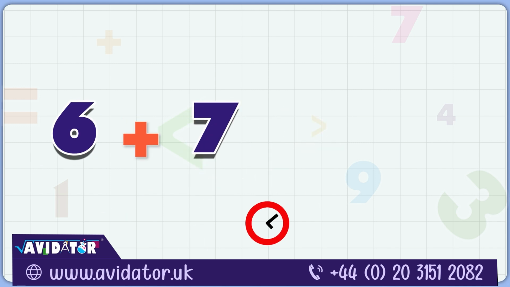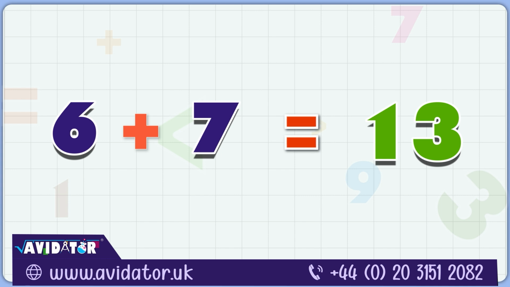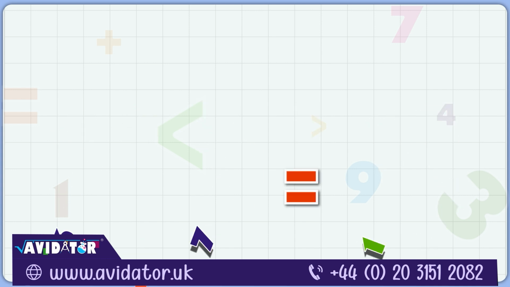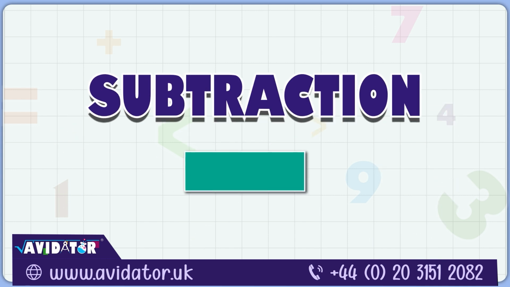Here's one to try. What is 6 plus 7? That's right. 6 plus 7 equals 13. Great job. Next, we have subtraction.